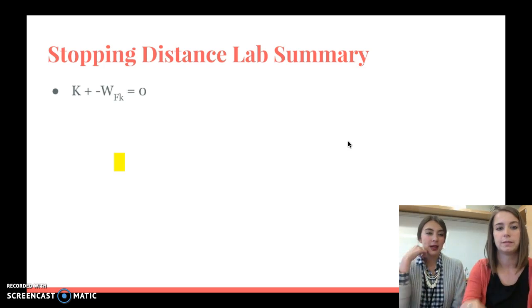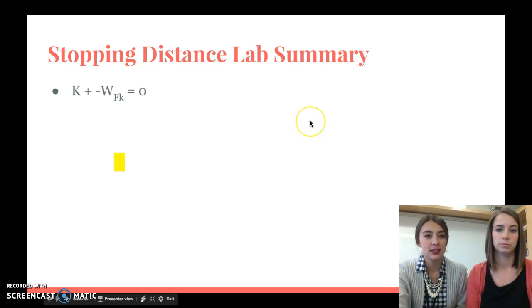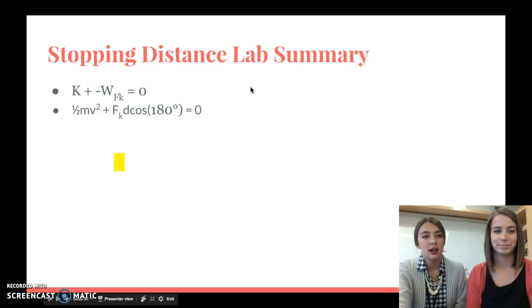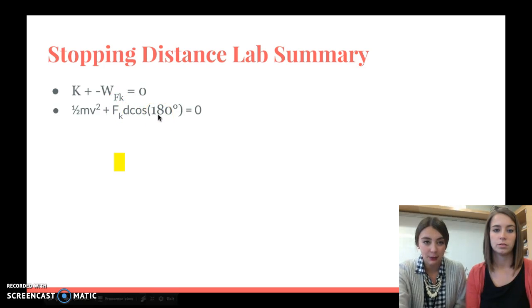Okay, so now we're going to go through our nice little equation. As always, we do a lab and sometimes we can derive a more simple equation, or an equation that tells us more about the situation. So we had K initial plus the work done by friction equals 0. I can plug in what I know already. We know that kinetic energy we can write as 1/2 mv squared. And then we can write the work done by the force of friction as Fk d, that's force times distance, and then the cosine of 180, because, like Rona said, they're going in opposite directions.